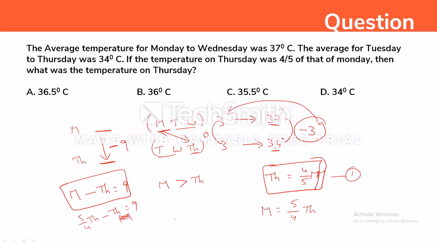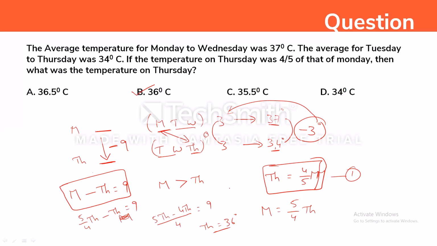If you take LCM, LCM will be 4. 5 times of Thursday minus 4 times of Thursday is equal to 9. So Thursday temperature is 9. 5 times of Thursday minus 4, 5 minus 4 is 1. Means Thursday is equal to 9 into 4, which is 36 degrees. Thursday temperature is 36 degrees.